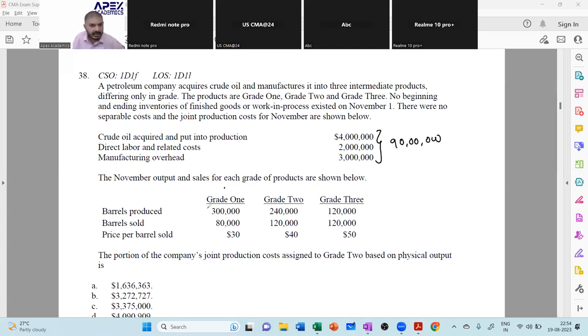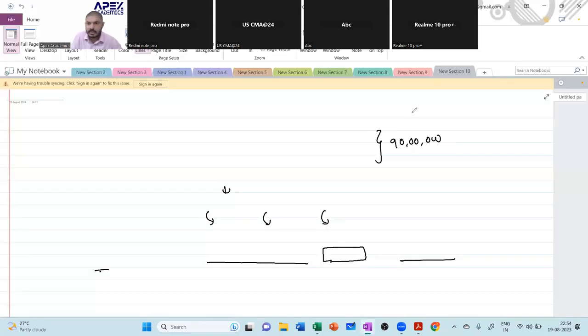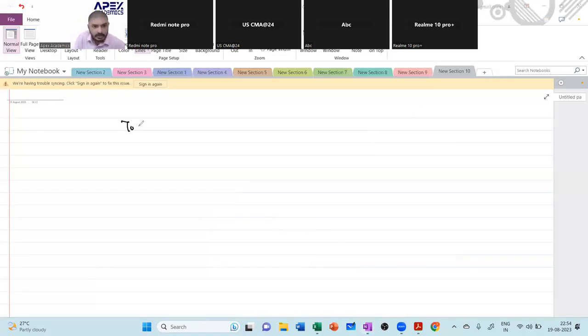Now what are they saying? In grade 1, you made 300,000 barrels. Grade 2, 240,000 units. Grade 3, 120,000 units. Out of this, you sold 80,000. Out of this, you sold 120. Out of this, you sold 120. Fair enough. And the price per barrel is given to you. What is the portion of joint production cost assigned to grade 2 based on physical output? Okay, fair enough. Now, take a look here. I am doing question number 33. First of all, what is the total production cost?